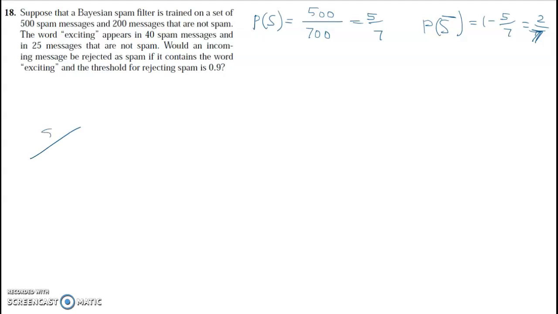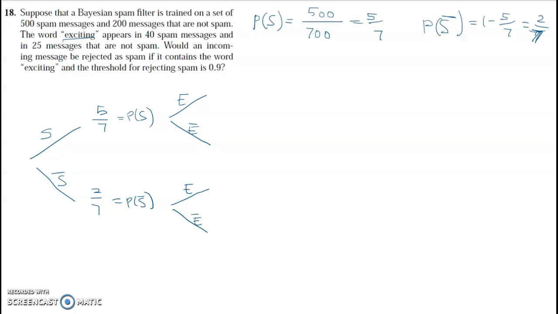Okay, so I think that's our starting ground. So let's make the tree again. So again, you have the spam or not spam messages. This probability is 5 over 7, and this other one is 2 over 7. Again, this is P of S, and this is P of not S. Within here, it branches out to the word that contains exciting. So I'm going to use E, taking the first letter of the word. So that's E, or does not contain the word exciting.